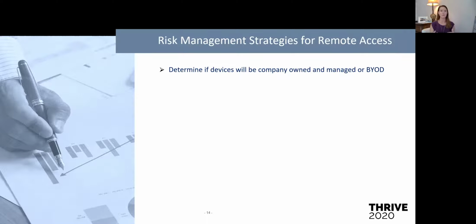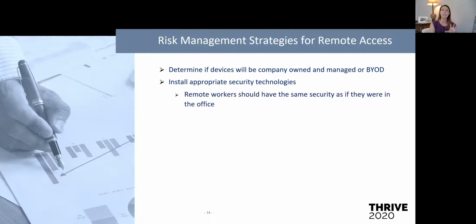Because the protected health information that an employee is accessing from their home has to be just as secure as the protected health information that is being accessed from an office setting. So, which brings me to my next topic. You want to install appropriate security technologies. And when you do that, that has to be on company-owned devices or on personally owned devices.